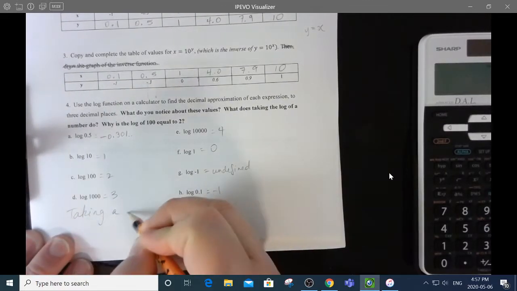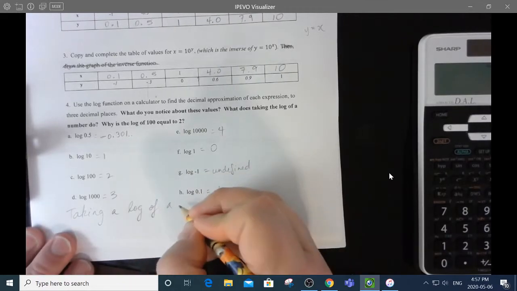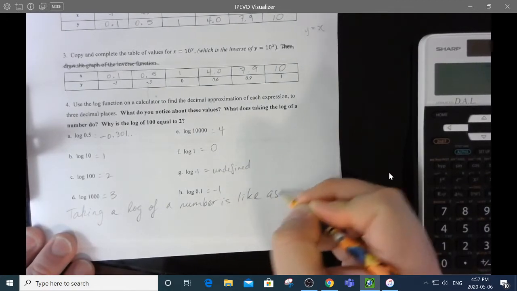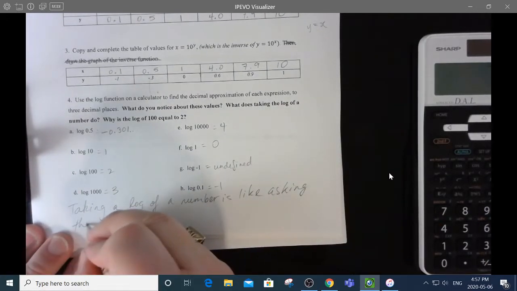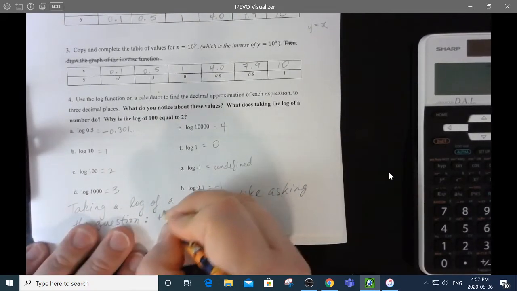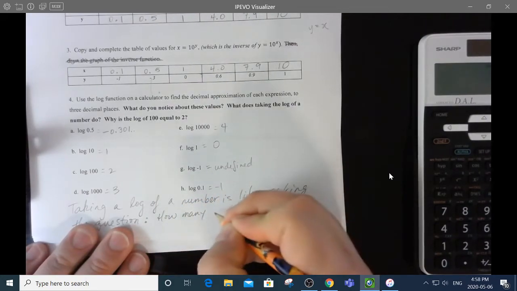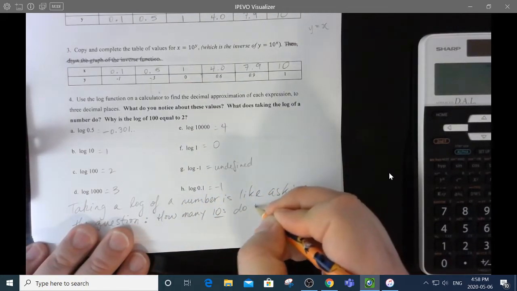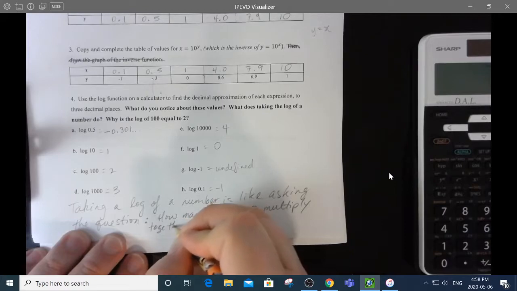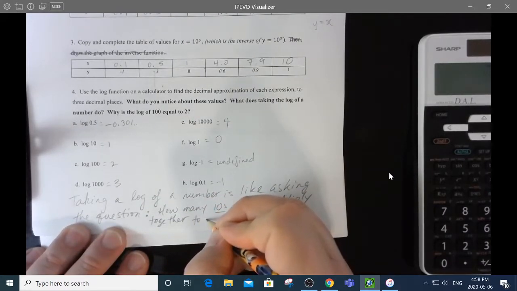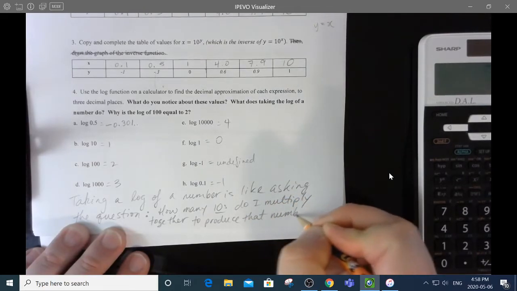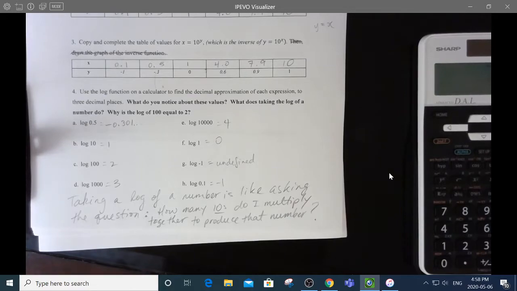Taking a log of a number is like asking the question, how many tens do I multiply together, wish I had more room, to produce that number? That's what a logarithm is, right?